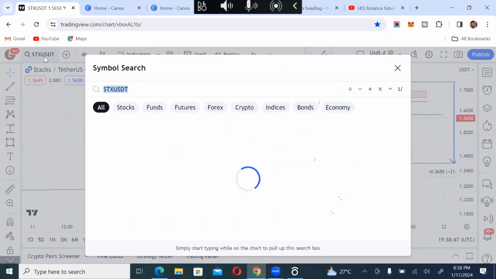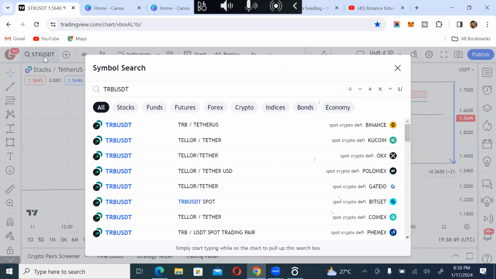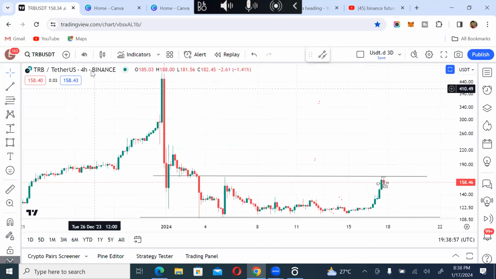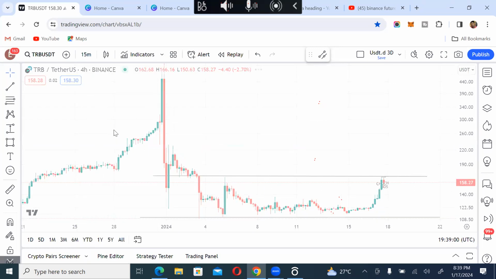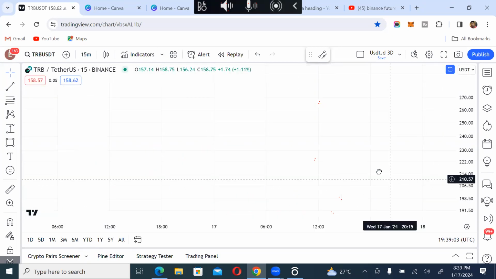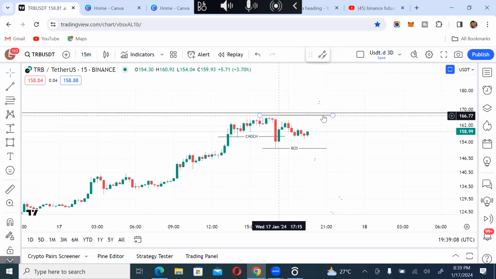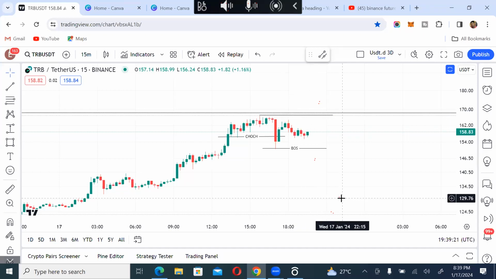Let's see what TROB is doing. Remember, TROB was a fake pump. That's an inducement. Let's go to the 15 minutes to see what it's doing currently. Okay, it's trying to break. Remember what I told you guys, that it may come back to take liquidity from here, and fall back into this range again before coming down. So that's what price may likely do.